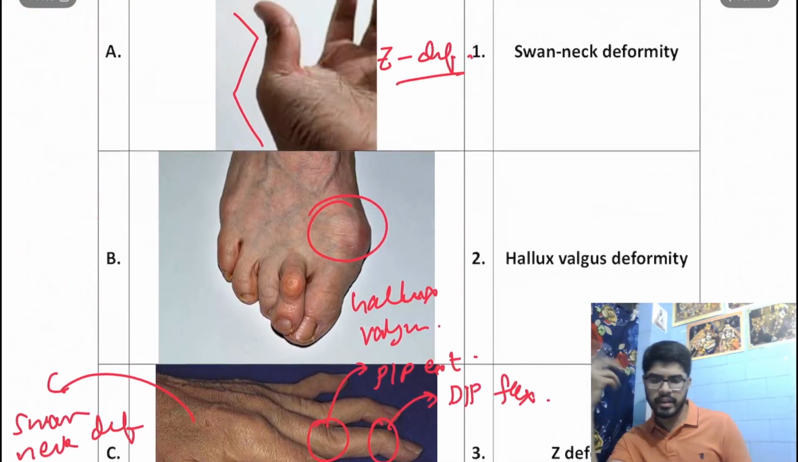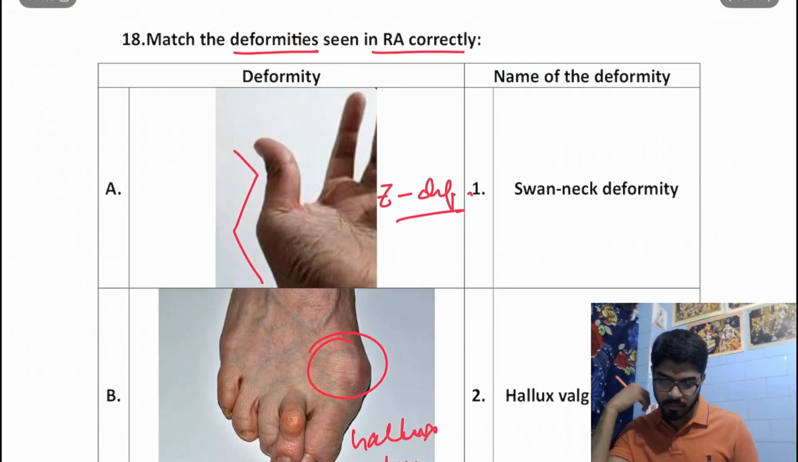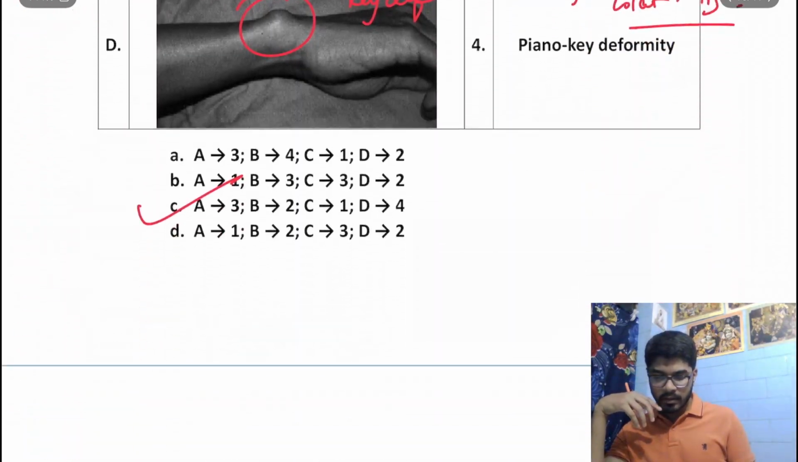These images are quite important. That's why I've included them in the form of a match the following question. And I think with this we discussed most of the things regarding rheumatoid arthritis.